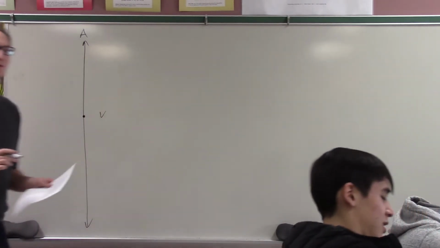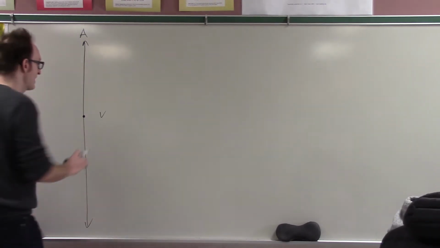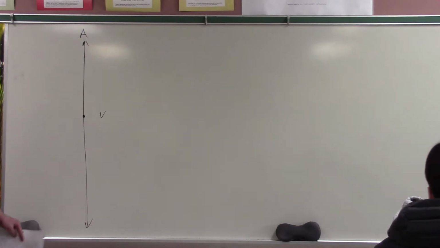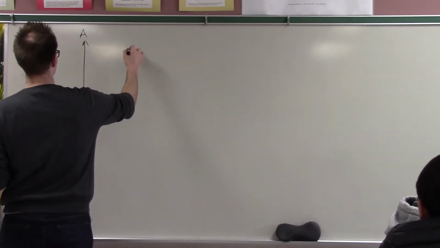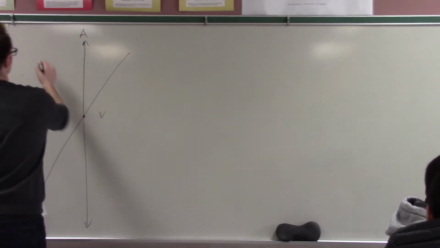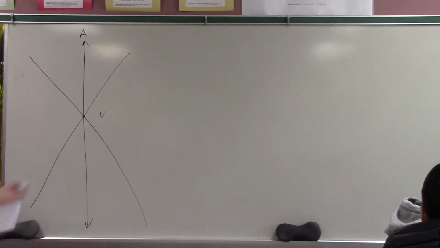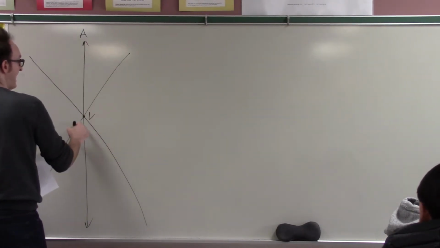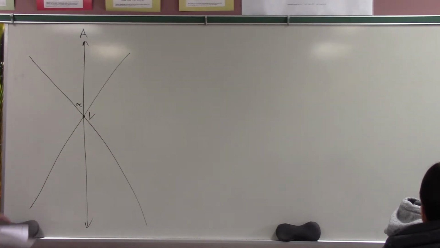You all said some things. Make another line that's tilted. Tilted by how much? An angle, which we call the vertex angle. So this is my line A. This is my vertex V. This angle, which we call alpha, is known as the vertex angle.